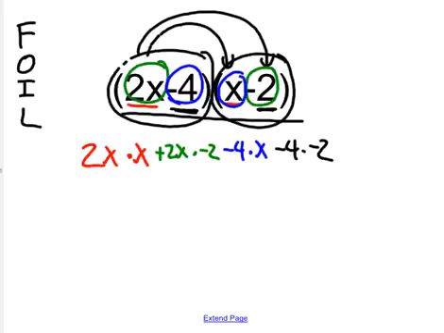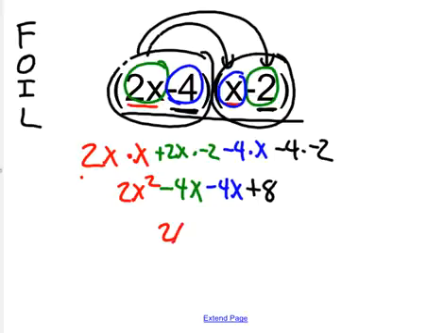So right now I'm going to do the red term. So this is 2x times x, which is x squared. And then I'm going to do the green term. This is 2x times negative 2, so that would be negative 4x. I'm doing the blue term. This is negative 4 times x, which is negative 4x. And then the black term, which is negative 4 times negative 2, so that's positive 8. And I can further simplify this to x squared minus 8x plus 8.